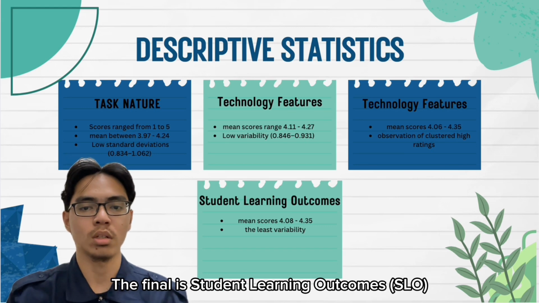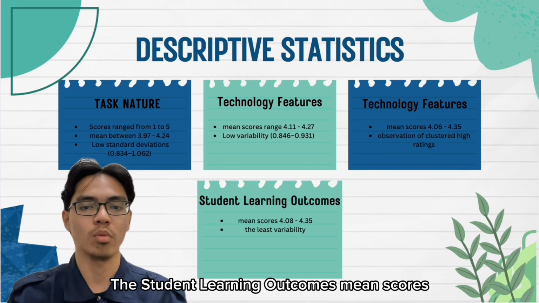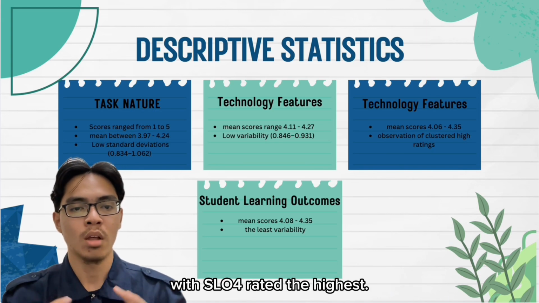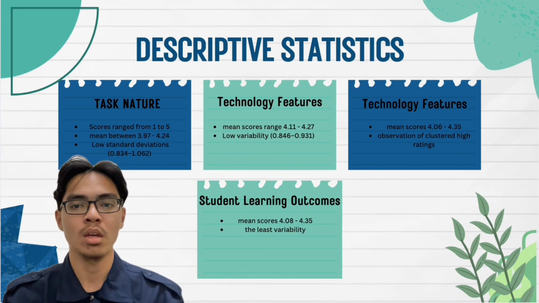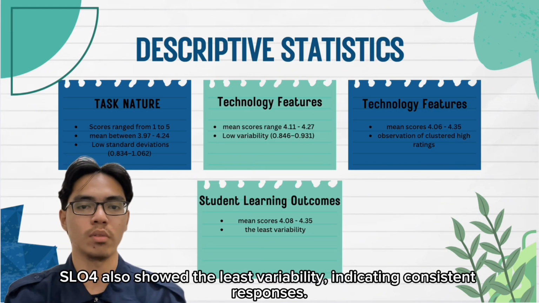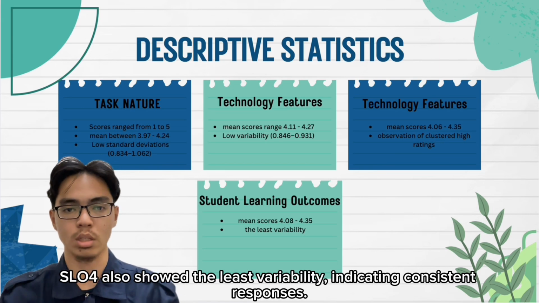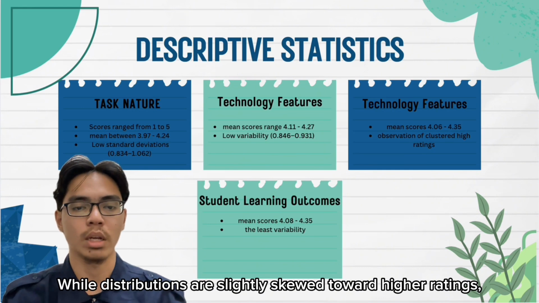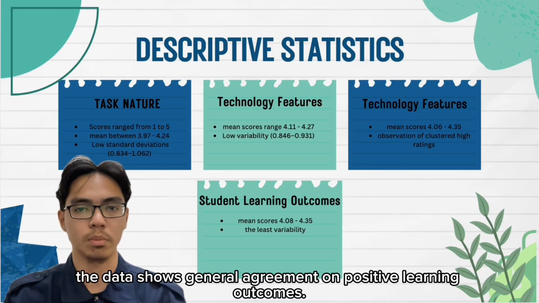Finally, student learning outcome, SLO. The student learning outcome mean scores range from 4.08 to 4.35, with SLO4 rated highest. SLO4 also shows low variability, indicating consistent responses, while distributions are slightly skewed toward the higher ratings, and data show general agreement on the positive learning outcome.